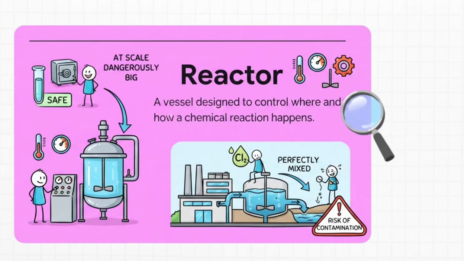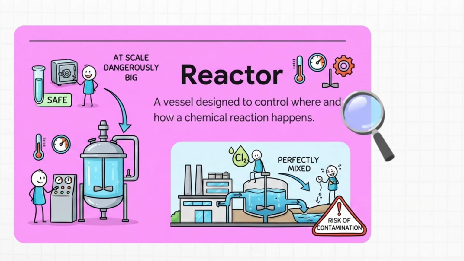Our third piece of hardware is the reactor. A reactor is simply a vessel specifically designed to safely control where and how a chemical reaction happens at scale. Managing temperature, pressure, and mixing all at the exact same time is absolutely critical, because a reaction that is totally safe in a tiny test tube can be incredibly dangerous at a huge volume.